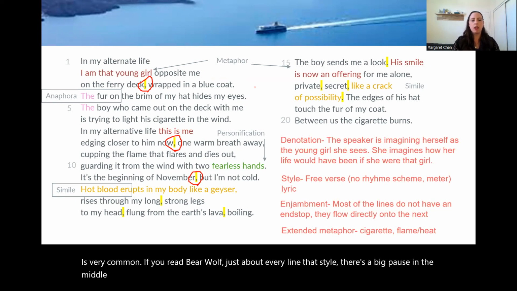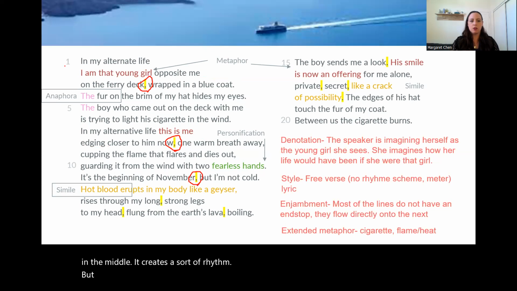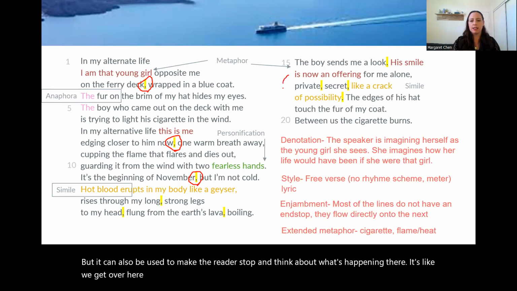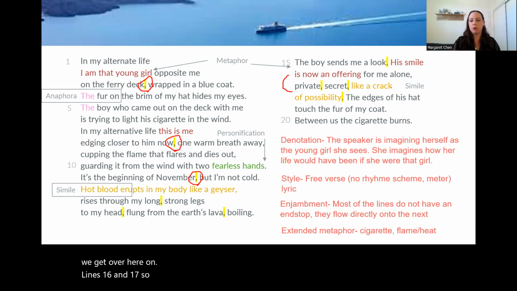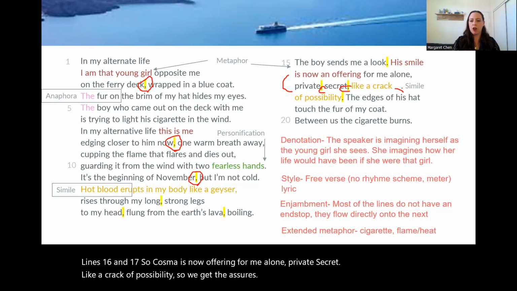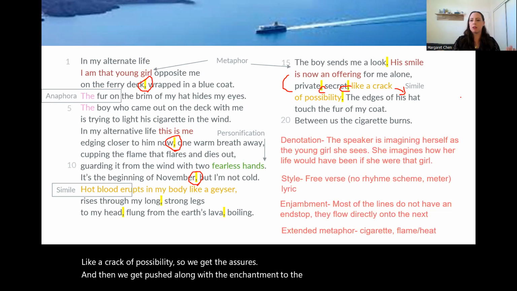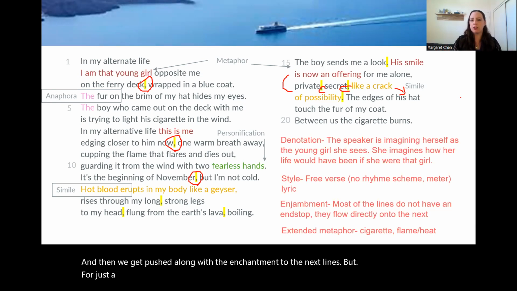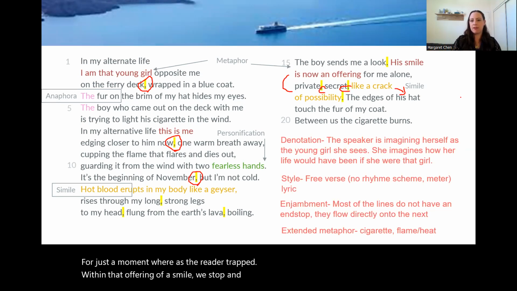It creates a sort of rhythm, but it can also be used to make the reader stop and think about what's happening there. It's like we get over here on line 16 and 17. So his smile is now offering for me alone, private, secret, like a crack of possibility. So we get the caesuras, and then we get pushed along with the enjambment to the next lines. But for just a moment, we're, as the reader, trapped within that offering of a smile. We stop and there it is. It's private, secret. We're stuck there in the gaze of the smile.